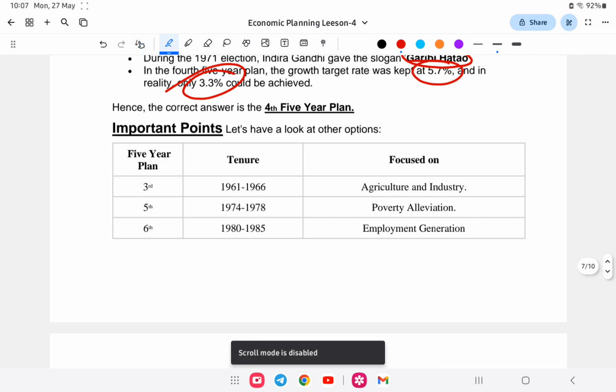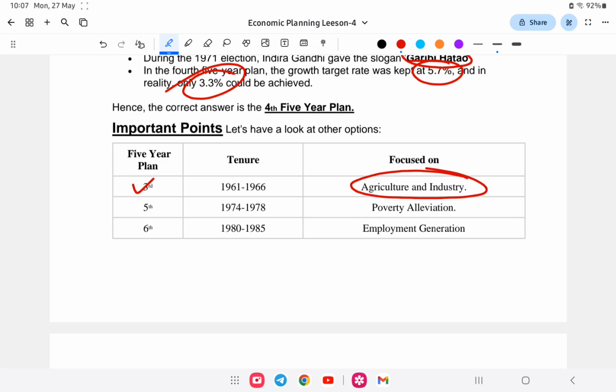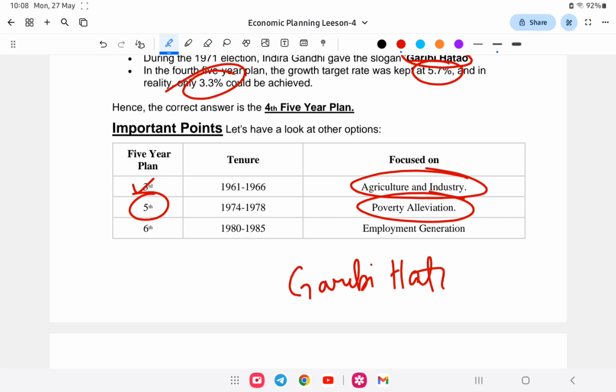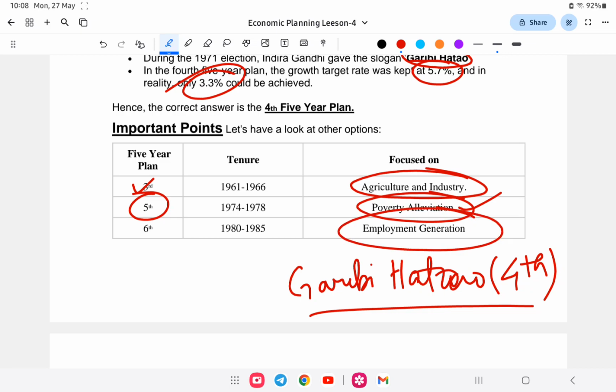So the third 5-year plan focused on agriculture and industry. Fifth 5-year plan, poverty elevation, but don't get confused with Garibi Hatao. Garibi Hatao is in the fourth, poverty elevation is in the fifth, and employment generation is in the sixth.